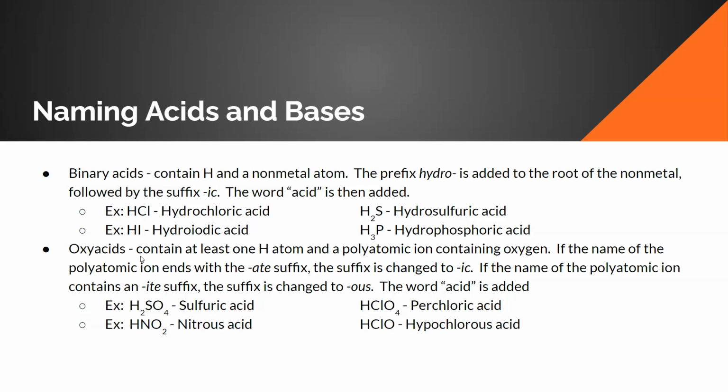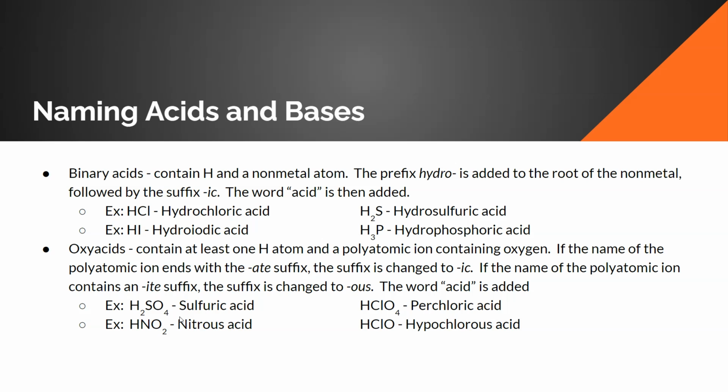Oxyacids are acids with hydrogen still being the cation, and you have a polyatomic anion with oxygen in it. With this, we are going to concentrate on the suffix of the polyatomic ion's name. So we don't even use the prefix hydro for them. We're just going to look at the polyatomic ion's name, and if the suffix is ATE, we change it to IC and add the word acid. If the suffix is ITE, then we change it to OUS and add the word acid. If it has a prefix like per or hypo, we leave it alone.